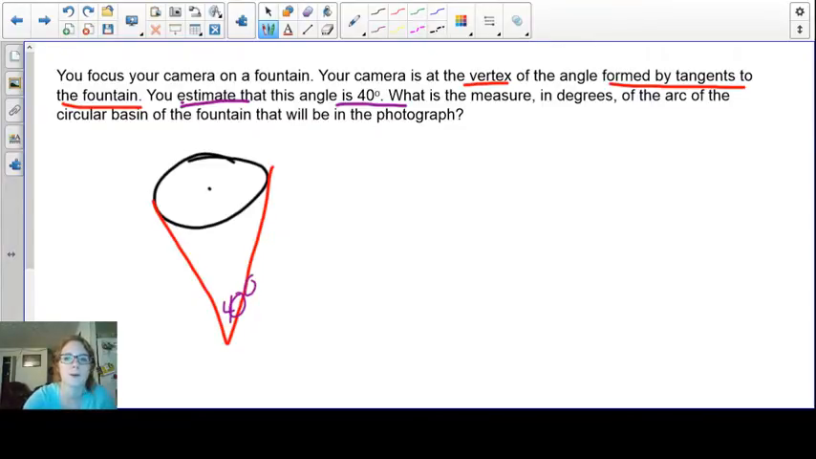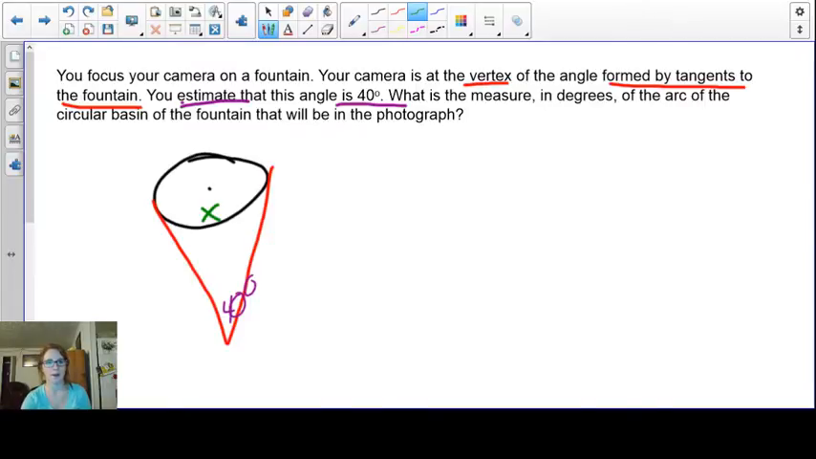What we're looking for is the degree of the circular basin that will be in the photograph. Okay, well, logically, if here's your fountain, are you going to have this part in your picture? No, you're not. So you're looking for your piece down here. So you need this degree. You need that arc degree. Well, I don't have enough information, do I?